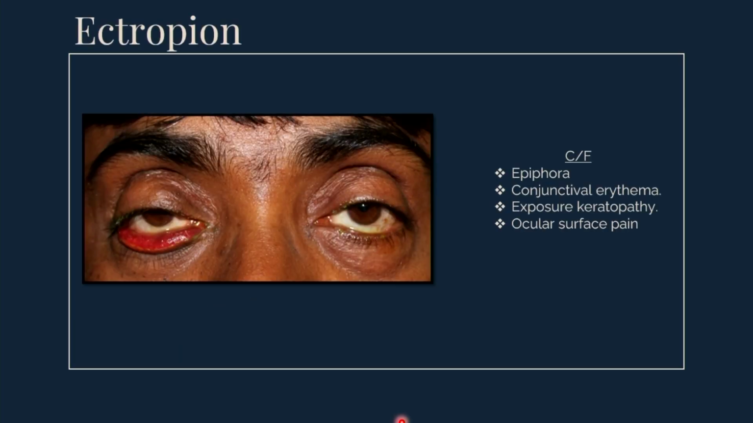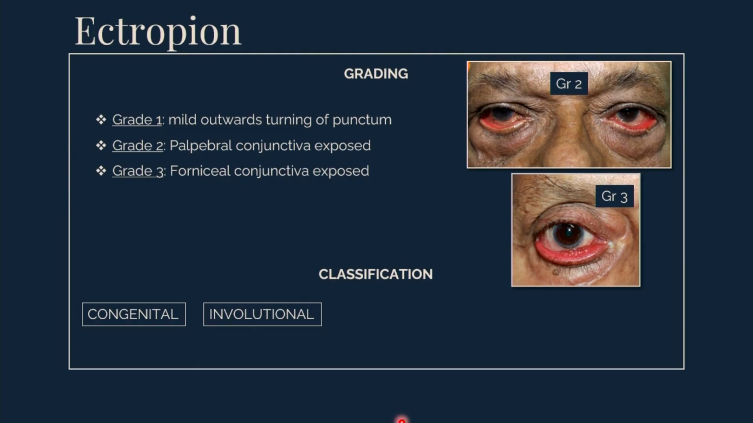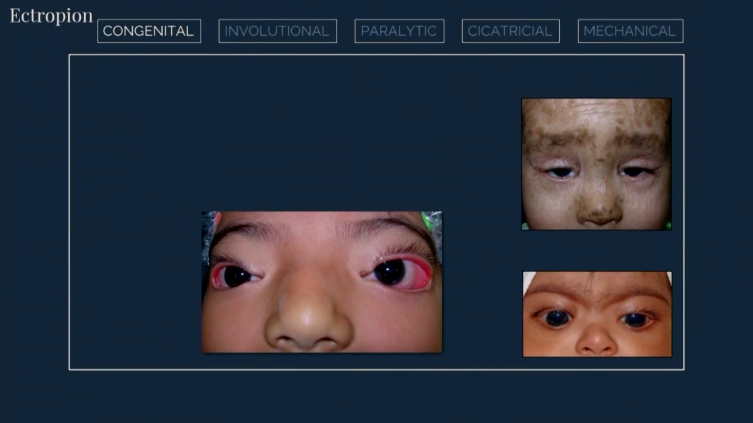Moving on to ectropion, it is the outward turning of the eyelid margin, presenting with similar clinical features of epiphora, exposure keratopathy, and pain. We grade it from mild outward turning as grade 1, 2, 3. 1 is just a punctal eversion. 2 is where the palpebral conjunctiva is exposed, and 3 is the exposure of the fornix conjunctiva as well. Again, this is classified as congenital and acquired, where we have involutional, paralytic, cicatricial, and mechanical.